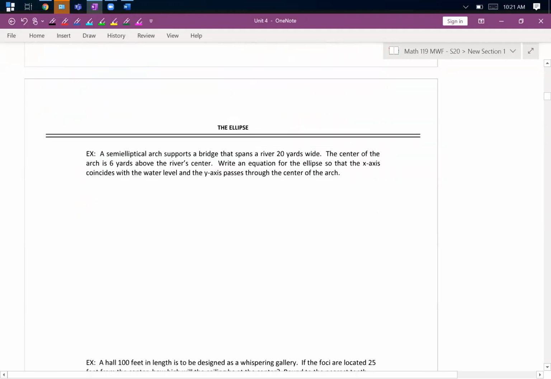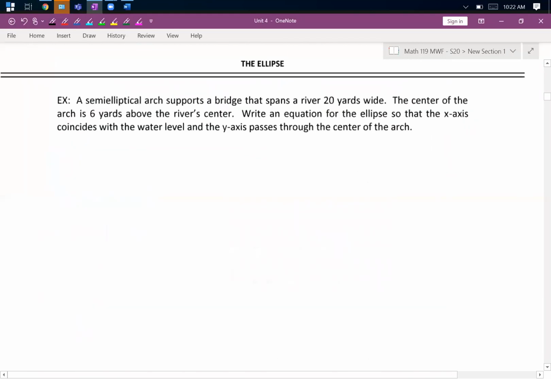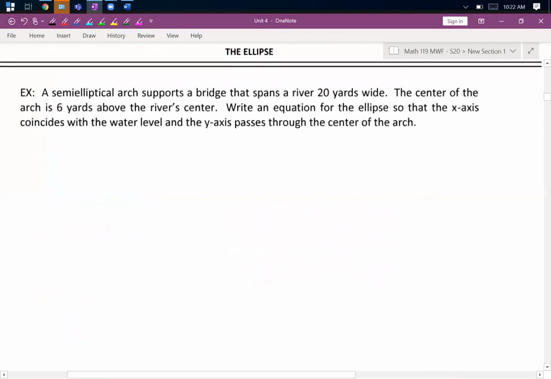There are some awesome application problems that we can do with conic sections. So I enjoy these very much. A semi-elliptical arch supports a bridge that spans a river 20 yards wide. The center of the arch is 6 yards above the river's center. Write an equation for the ellipse so the x-axis coincides with the water level and the y-axis passes through the center of the arch.